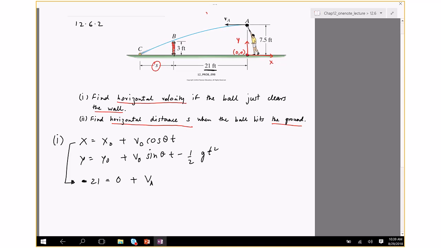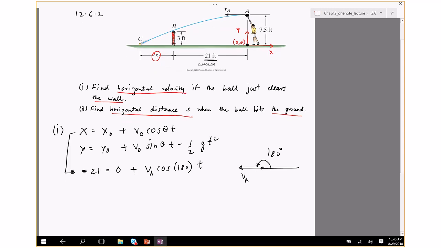What is cosine theta? What's theta? It's 180, because if you launch the ball like this, the angle it makes with the horizontal is 180 degrees. If you put 0, you'll see something funny about the sign, and you'll get a negative time. So if you want to be really correct, you want to put 180. So this gives me minus 21 equals cosine of 180, which is negative 1, so this is essentially VA times t.